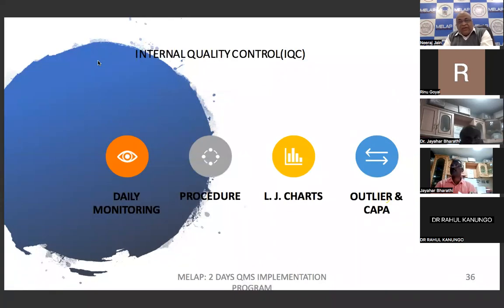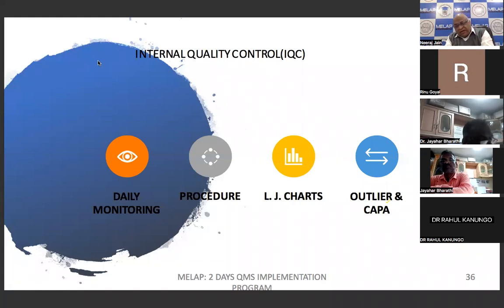You have to participate in internal quality control. You have to monitor carefully. You shall have a documented procedure. For quantitative tests, you have to prepare LJ charts. Whenever there is any outlier, take appropriate corrective action. Now the standard is not talking about preventive action. They are talking about only corrective action. So instead of CAPA analysis, it is CA analysis only.